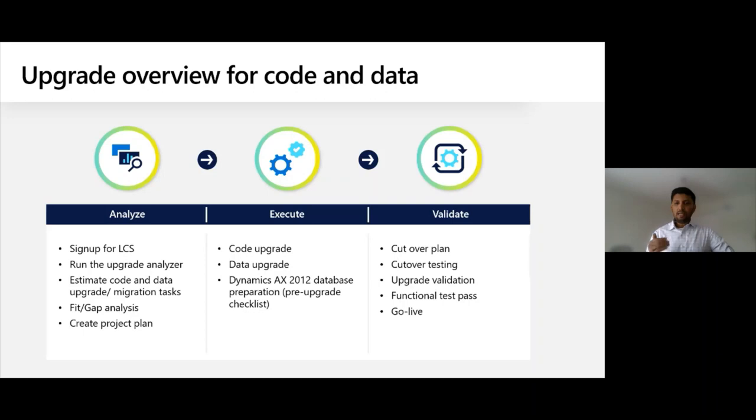Then, once the AX 2012 upgrade analyzer has been run, we will go through the process of estimating the code and data migration tasks. After the estimation is done, we will also do the fit gap analysis. And when the fit gap analysis is done, we will create a project plan depending on the findings that we have got from the analyze phase.